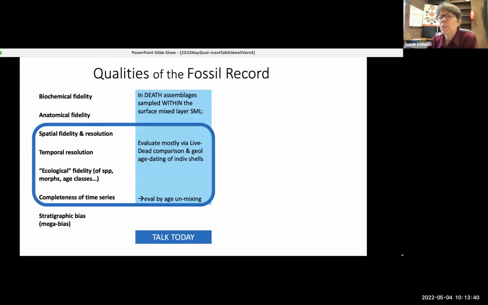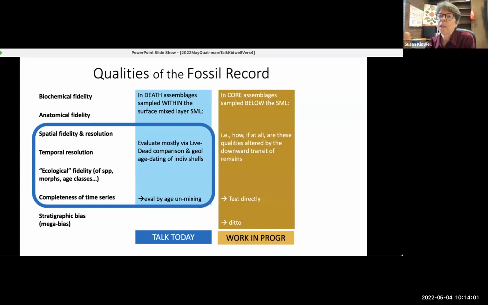Okay, so today I want to really focus on this subset of qualities that we evaluate mostly using two approaches, that is live dead comparison and geologic age dating, mostly using radiocarbon of individual shells. And I'm also going to focus just on the material that we find, that we extract from the surface mix layer. We're also, Adam and I and many others now are working more on how that information gets captured during transit down into permanent burial. This is sort of, to me, the final scientific frontier of taphonomy, and it's really difficult, impossible to approach experimentally. But that's a whole other talk.